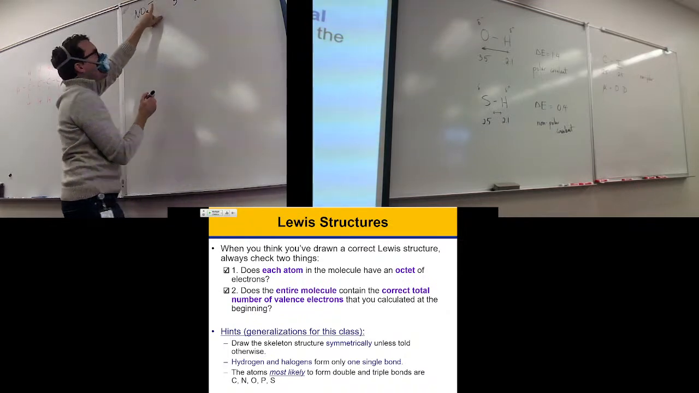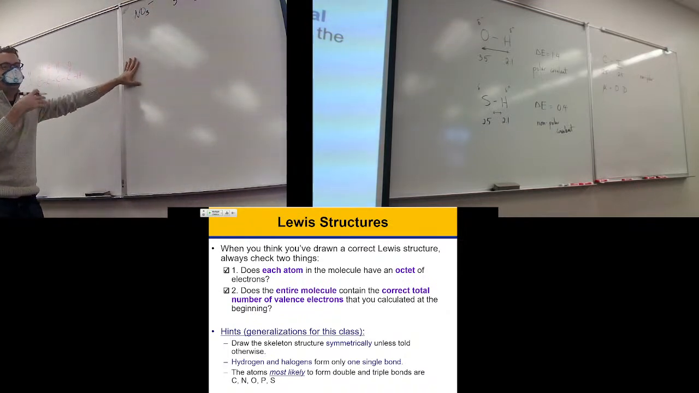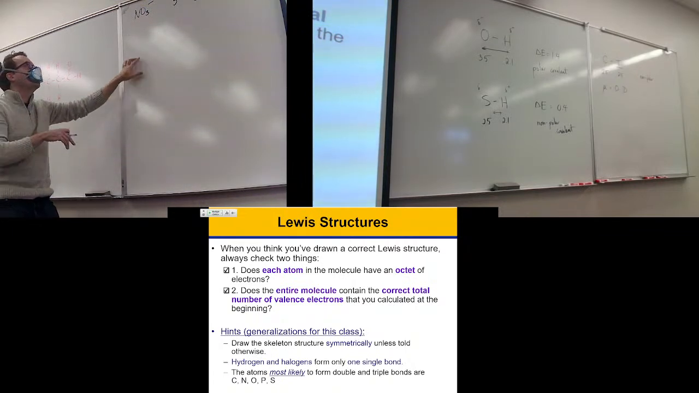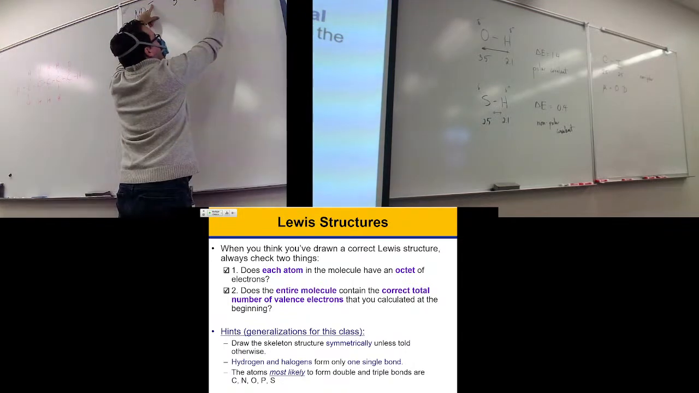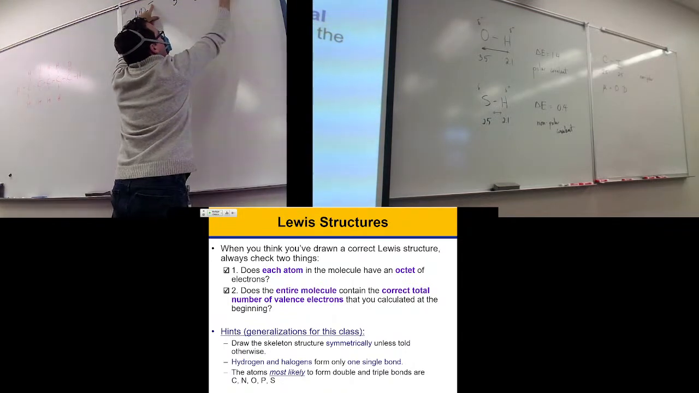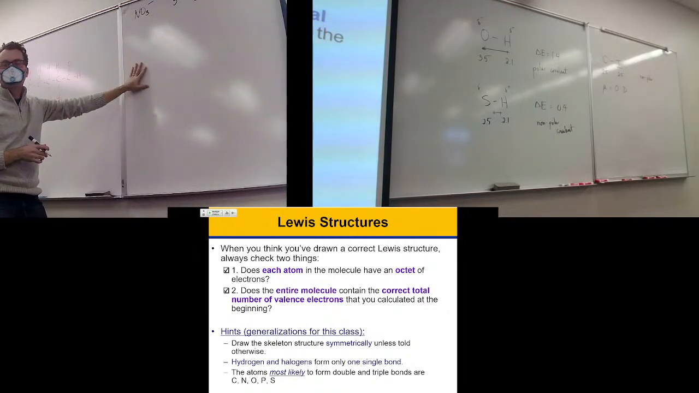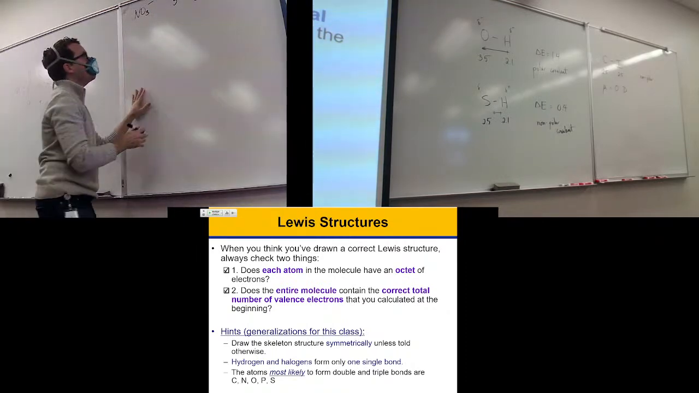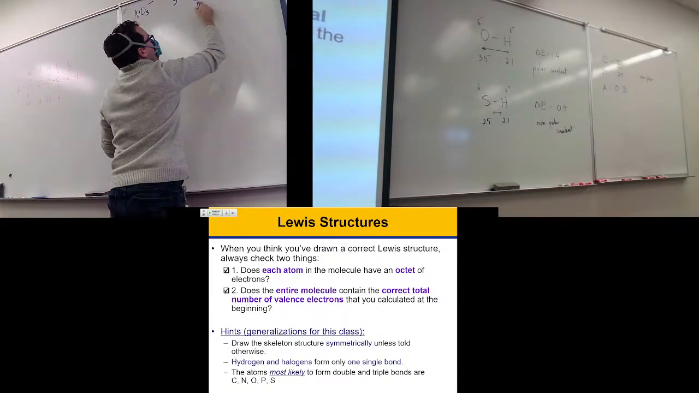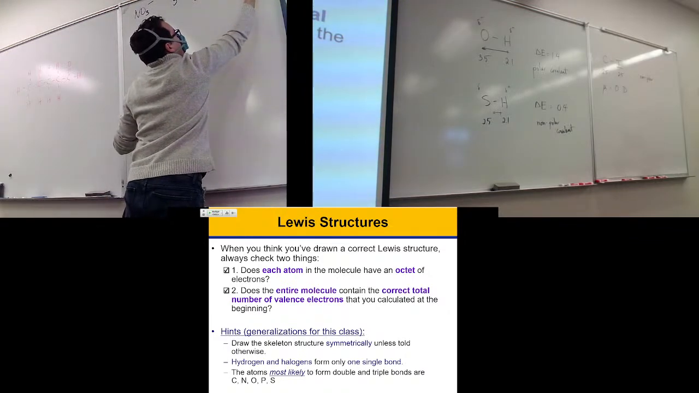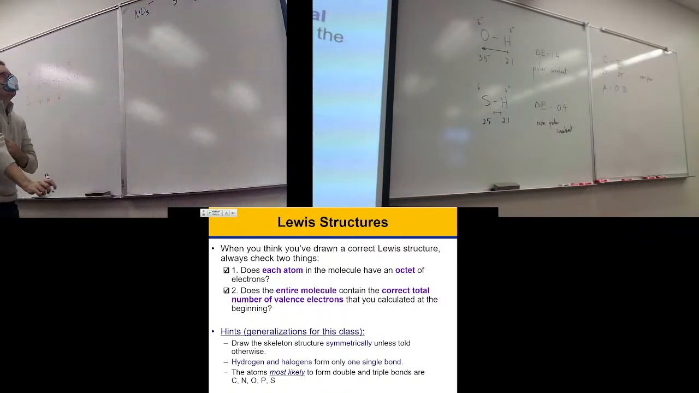And then finally, if there's a charge, any negatives add electrons. Any positive charges remove electrons. So this -1 charge adds 1 electron to your total number of electrons that this compound comes with. So 24 total electrons. That's step 1.